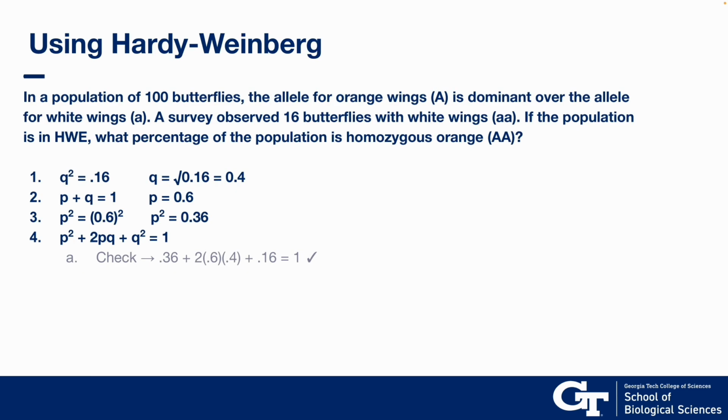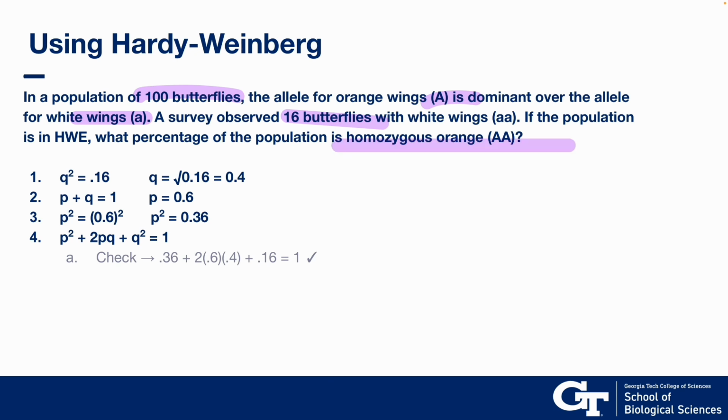So again, we're asked to go through and do this for a population of 100 butterflies, but I already did it because Hardy-Weinberg sucks. But we have the allele big A, and it's dominant, and we have the allele little a, and we have 16 butterflies with white wings. We're told that the population is already in Hardy-Weinberg, so those 5 assumptions are true, and we're asked for what percent of the population is homozygote orange.